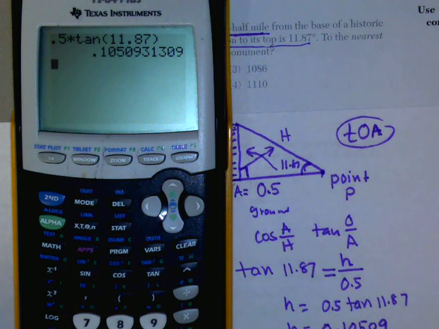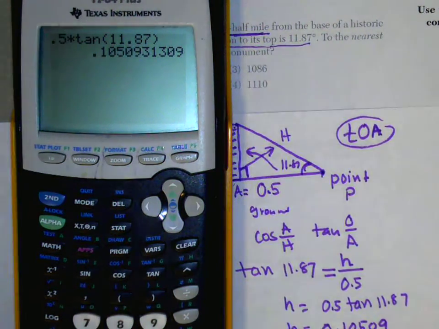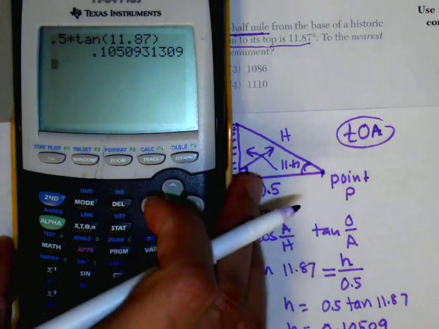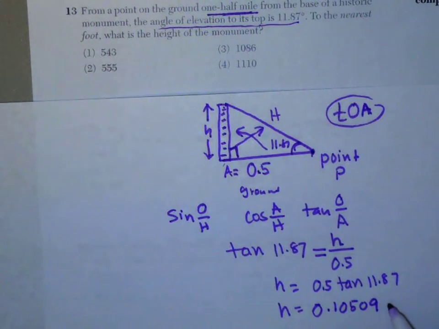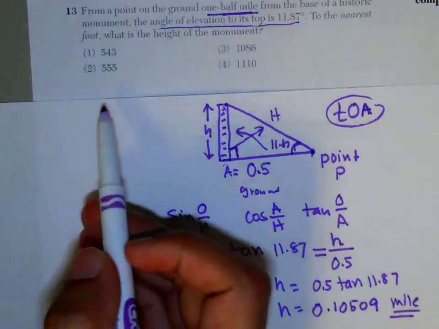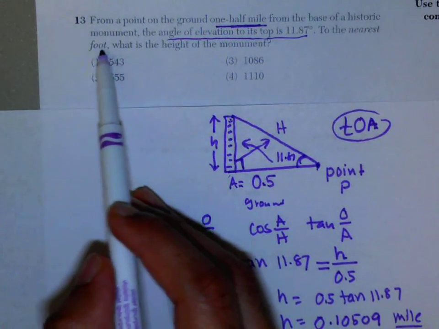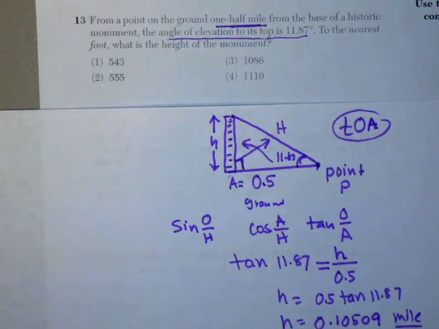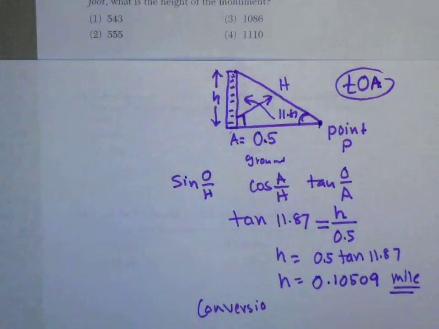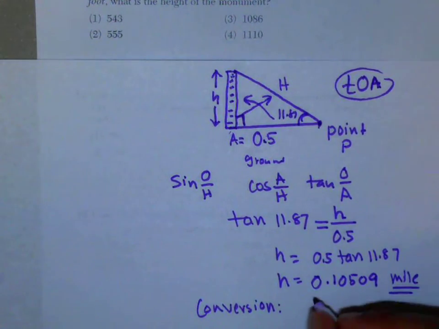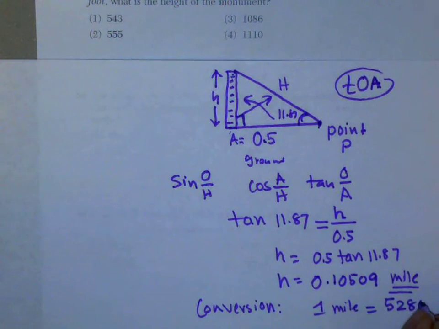All right. So we're not done, because this is given in terms of miles, correct? So we have to figure out the final answer to the nearest foot. So we have to convert this into feet. We know the conversion is 1 mile equals 5,280 feet.